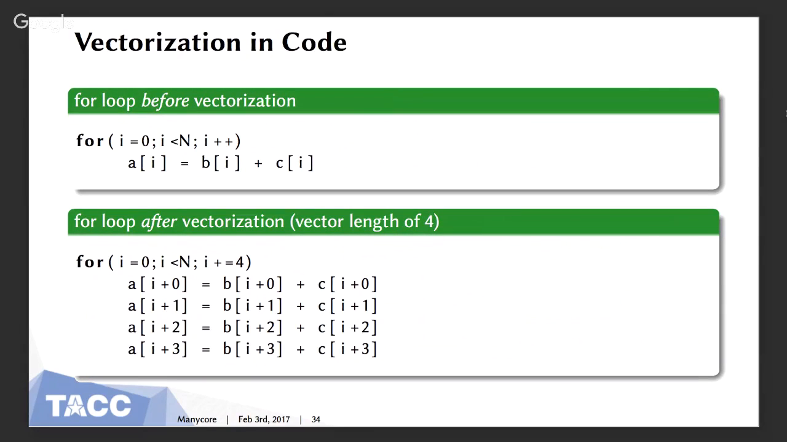Kind of how you can think about vectorization, and more or less what the compiler does when it vectorizes your code for you, is a for loop before vectorization I have at the top. We're just iterating over i and adding 2 arrays together and storing them in array A. After vectorization, you can think of this loop as being unrolled. So if I had a vector length of 4, now I have all 4 elements, and the vector instructions will operate on those 4 elements, doing these 4 operations simultaneously.